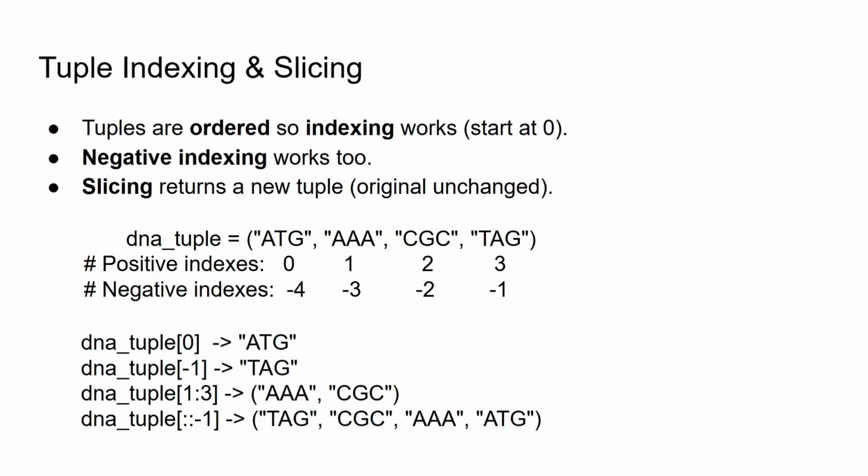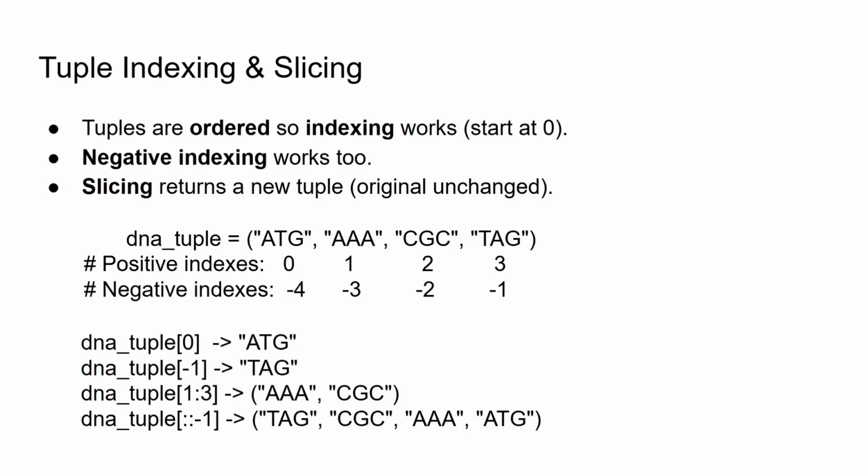Now let's learn about indexing and slicing in tuples. First, remember that tuples are ordered collections, which means every element has a specific position. Python starts counting positions from 0. This is called positive indexing. In our example, we have a tuple called DNA_tuple with 4 items: ATG, AAA, CGC, and TAG. If we count from the start, ATG is at position 0, AAA is at 1, CGC is at 2, and TAG is at 3.